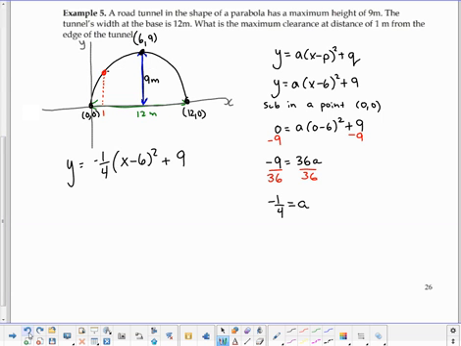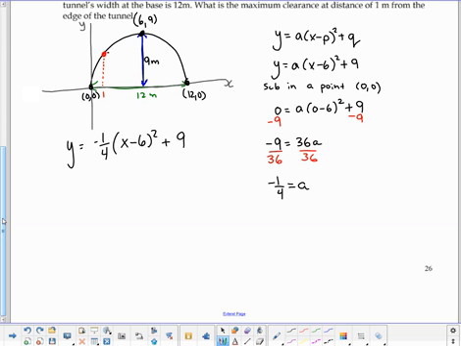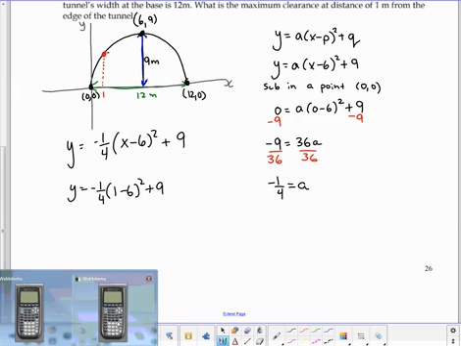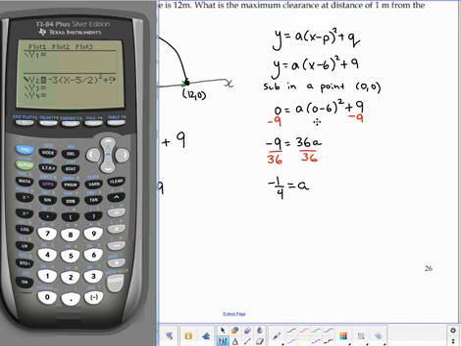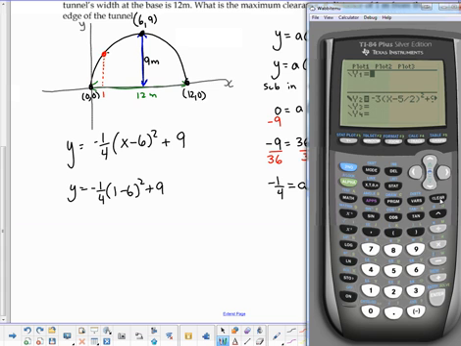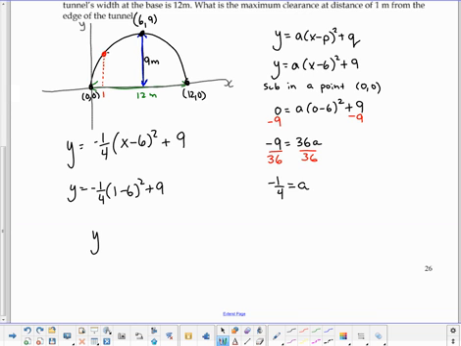Now this question is only asking how high, or what clearance do I have, 1 meter in. So what's my x value? 1. We can just sub in 1 and get our y value. Nothing fancy. Just how high do I have at 1 meter from the edge? And that's why I use my vertex as 0, 0, because it's a nice answer. It answers the question nicely. Negative 1/4, 1 minus 6 squared, plus 9. Okay, 2.75 meters is the clearance.